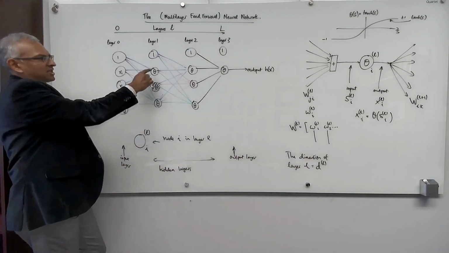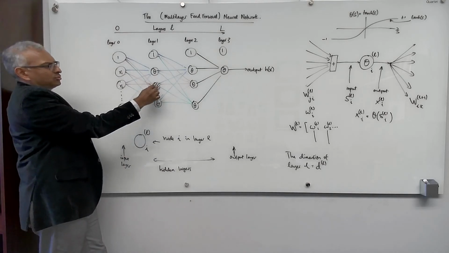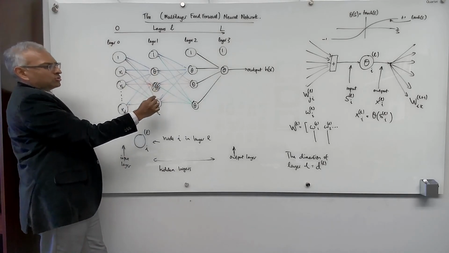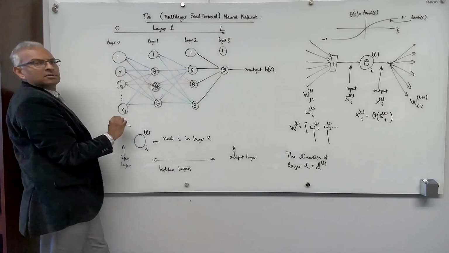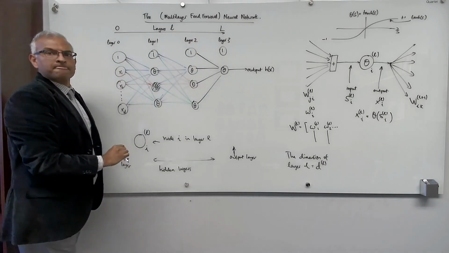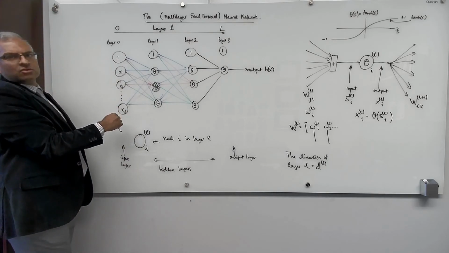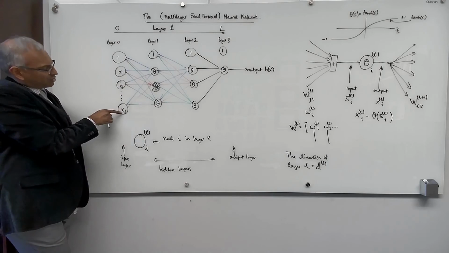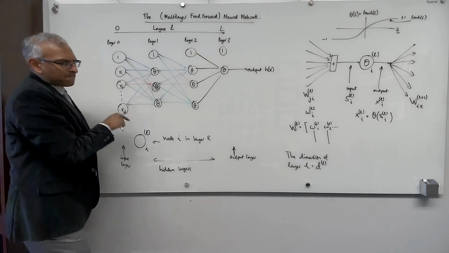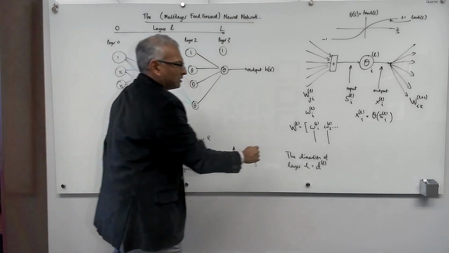You can think of this as node 0, the augmented node, then node 1, node 2, node 3, and so on up to D1. Node 0, 1, 2, and so on up to D2. Then the dimension of layer 0, the input layer, is going to be D0, which is actually just the input dimension D.